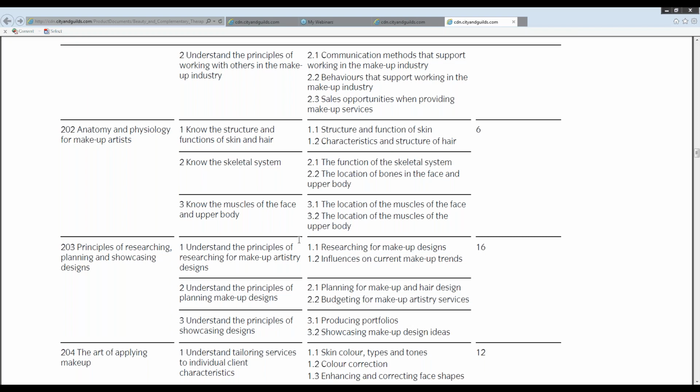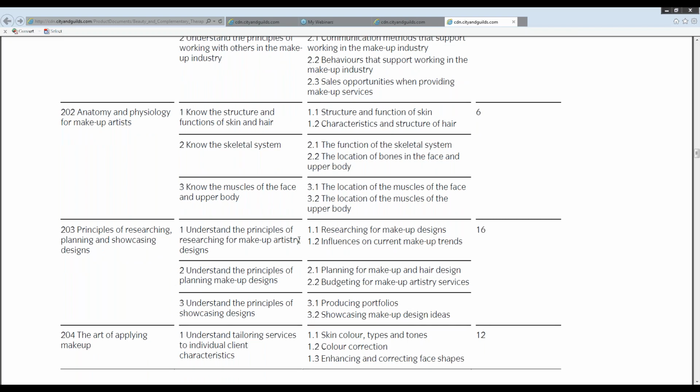So again, you'll get your qualification handbook out and you would highlight these areas. So it's going to be researching for makeup designs, influences of current makeup trends, planning for makeup and hair designs, budgeting, producing portfolios, showcasing makeup design ideas. So 16 marks will be allocated to Unit 203.